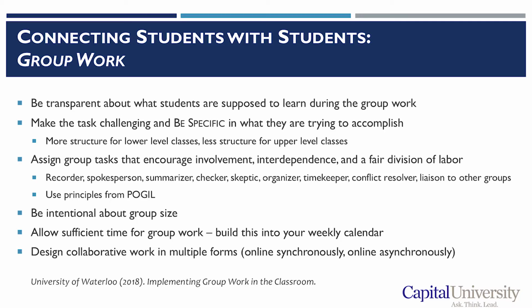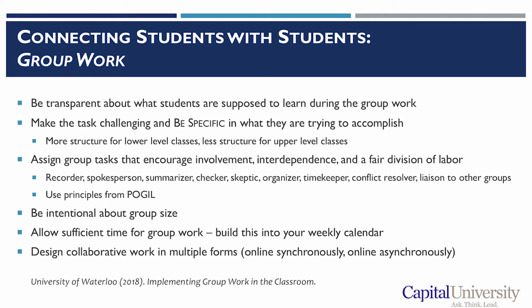The other way that you want to get students to connect with students is through group work. So be transparent about what students are supposed to be learning during that group work. Different types of roles. You can have somebody who's a reporter for the group, or a spokesperson, or a summarizer, somebody who checks their facts to make sure they're correct, somebody who has the role of a skeptic, who asks questions about, is this the right way to go? Are we doing the right things? Somebody who's an organizer, a timekeeper, somebody who's a conflict resolver, okay? That's a great skill to learn.